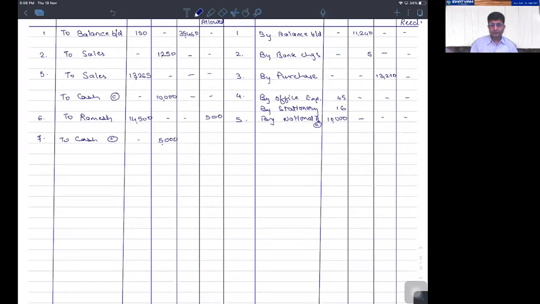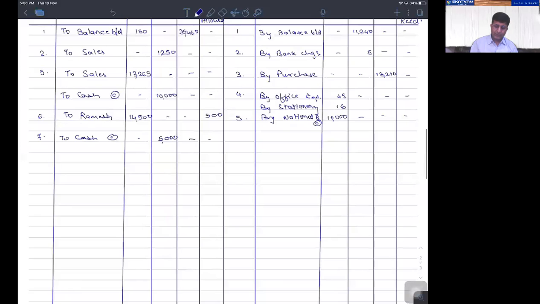Isn't it? And then on to the credit side, I need to give the contra effect as by National Bank, see within the circle rupees 5,000 in the cash column. Am I right?